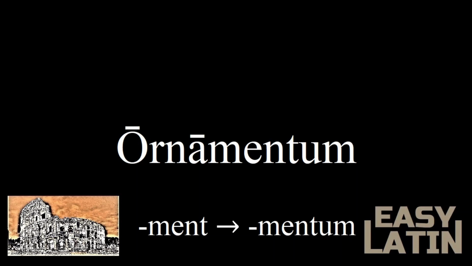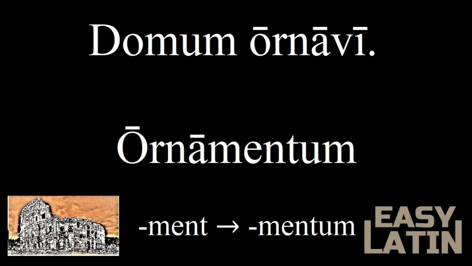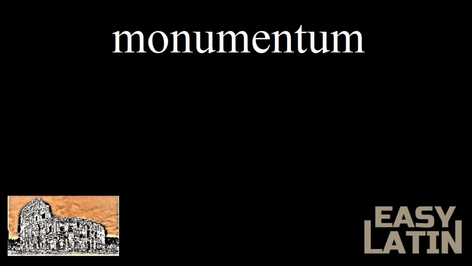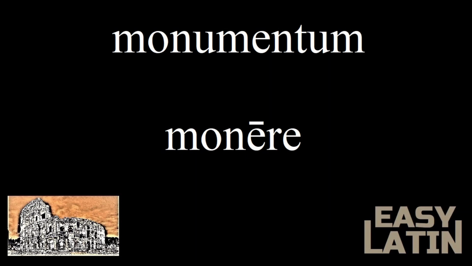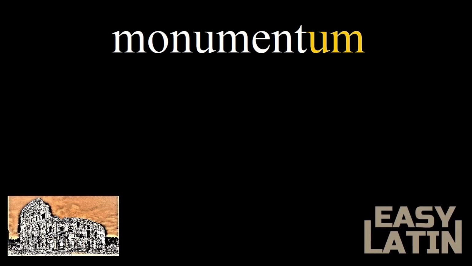And these words also give us verbs when we remove the mentum. How would we use this to say, I decorated the house? Domum ornavi. And some of these words can give us meaning for verbs we might not know. For example, a monumentum is a memorial, used to remind us of something. So, monere means to remind, and also warn or advise. And if these end in mentum, what kind of nouns are they? Second declension neuter nouns.